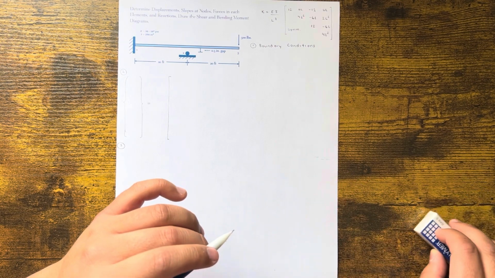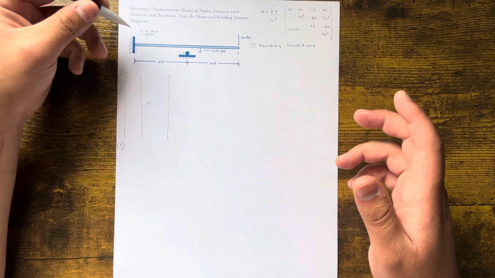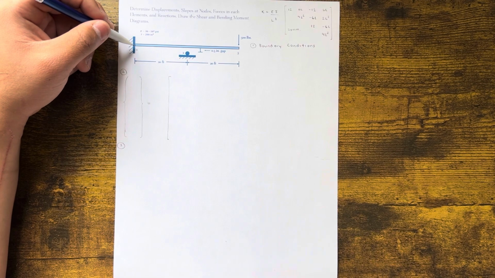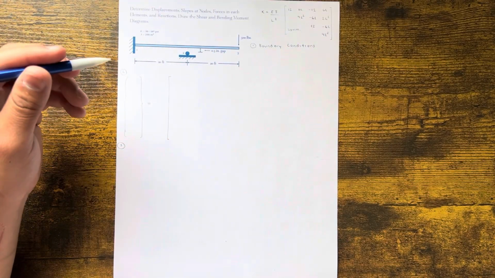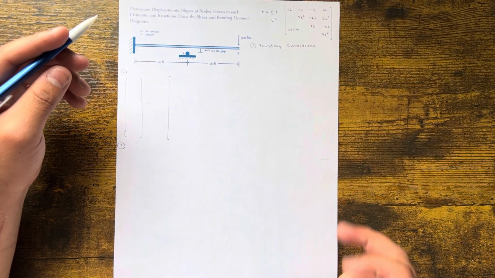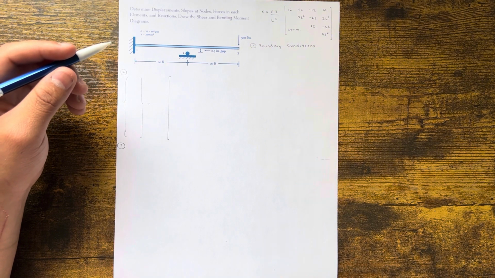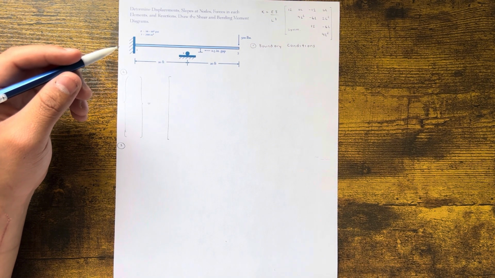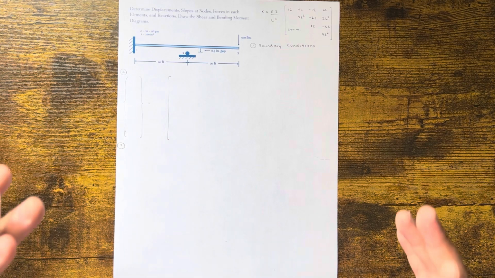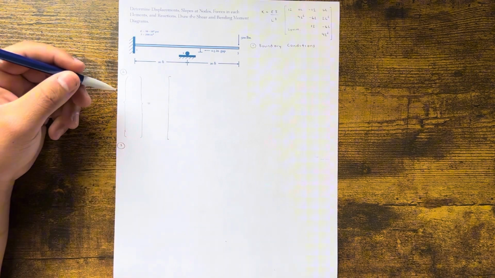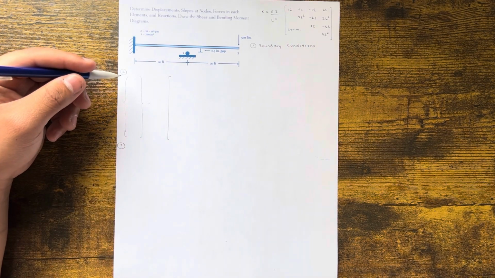You start with the boundary conditions. There are 2 degrees of freedom for every node, and we have 3 nodes: 1, 2, and 3. So that means 2 degrees of freedom times 3 nodes, which is 6 total degrees of freedom. You're going to have a 6x6 global equation, a 6x1 force vector, and a 6x1 displacement vector.